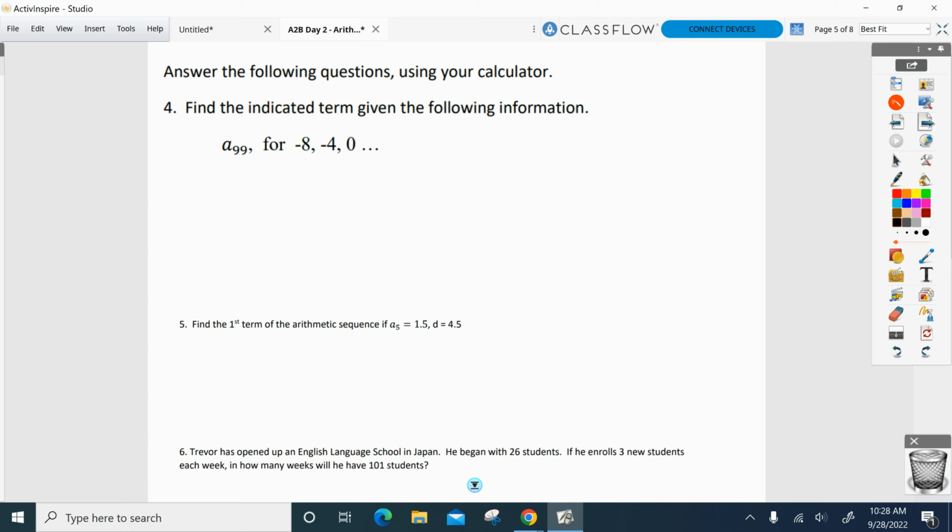+4, +4, +4. What am I asking for? You to find what? 99th term. Here we go. Find the 99th term. You know it's arithmetic. Find the 99th term. And you're not going to be listing those out now, are you? Much easier to use that formula.